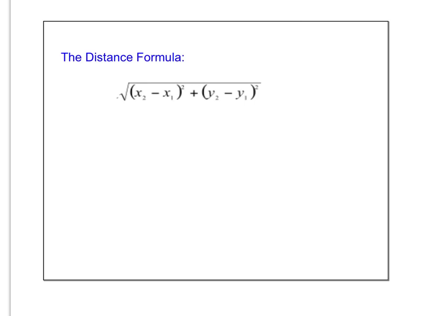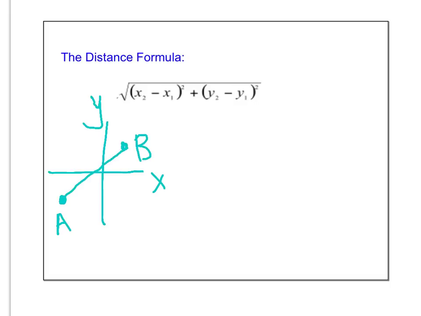Another formula that you're going to need to use in this section is the distance formula, and this one involves the use of a square root. Again, you're assuming that you have a coordinate plane and you have 2 points. I'm going to put point A here and point B here. When we use the distance formula, we're going to figure out how long this segment is from A to B.